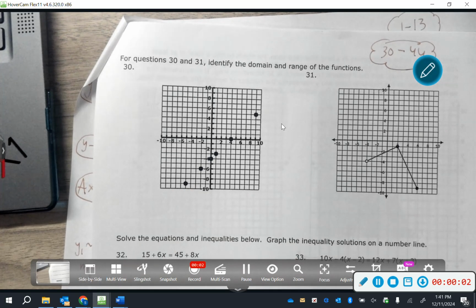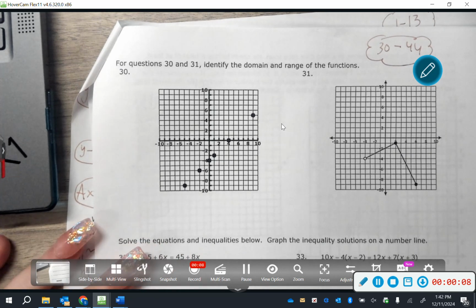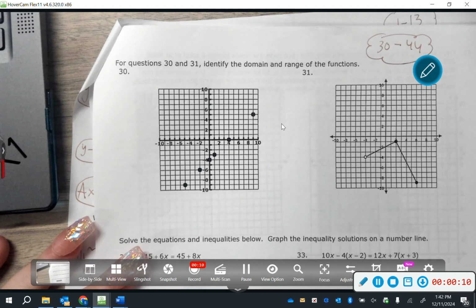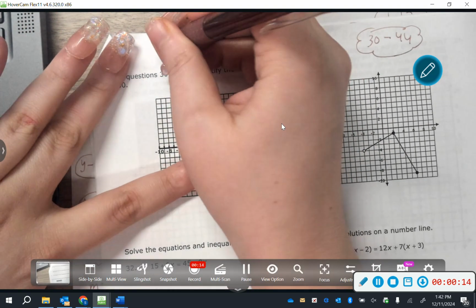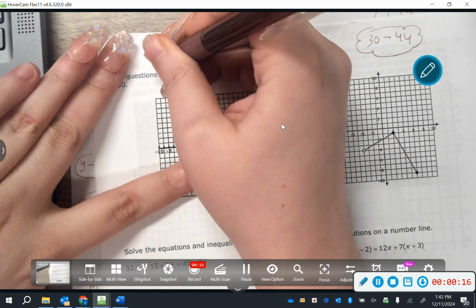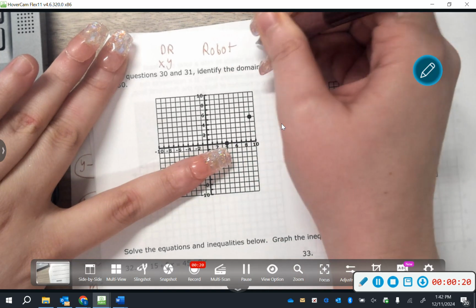Okay, on this video, I'm going to go through 30 through 44 on the final exam review. Here's what we got. For questions 30 and 31, identify the domain and range. We got domain, range, and don't forget to do it.